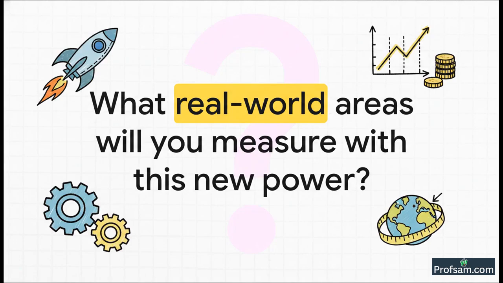So, you now have this amazing tool, this superpower, to get one exact answer from an integral. So the question I want to leave you with is, what will you measure? It could be anything from the total profit a company makes over a year to the total distance a rocket travels. You now have the tool to find that one exact number.